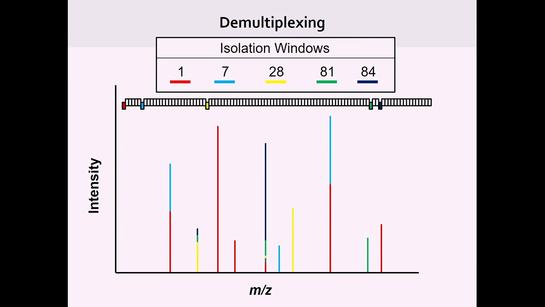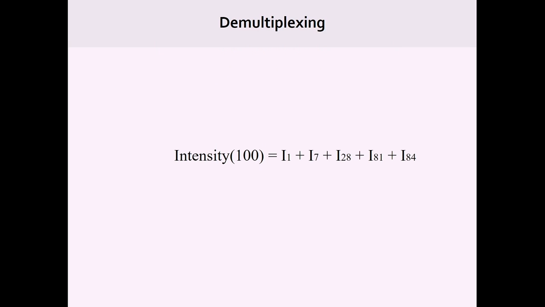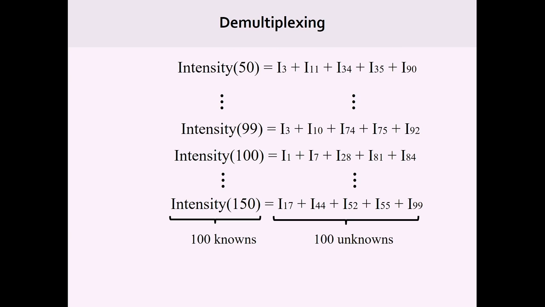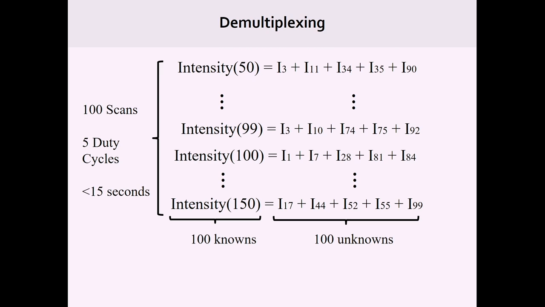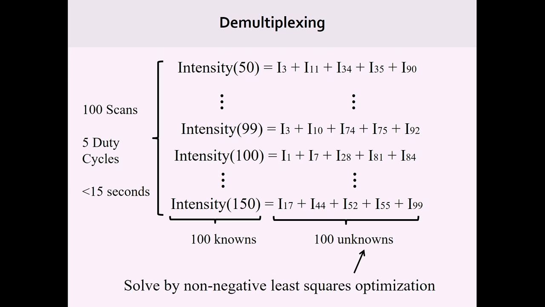So you have, again, let's say this isolation window 1, 7, 28, 81, and 84. Each fragment ion can be some linear combination of the contributions from an individual precursor window. So if we are looking at scan number 100, any one fragment ion can be the sum of those individual isolation windows. And you can't solve that by itself, but if you go a certain number of scans before and a certain number of scans after, you eventually get to the point where you have 100 knowns and 100 unknowns, and this becomes just some basic linear algebra. And so we've been solving this, as I said, with non-negative least squares, but we've also tried some lasso analyses, and it tends to work pretty well.